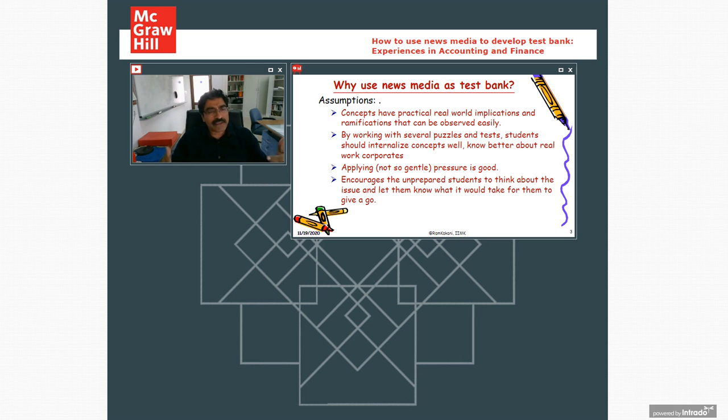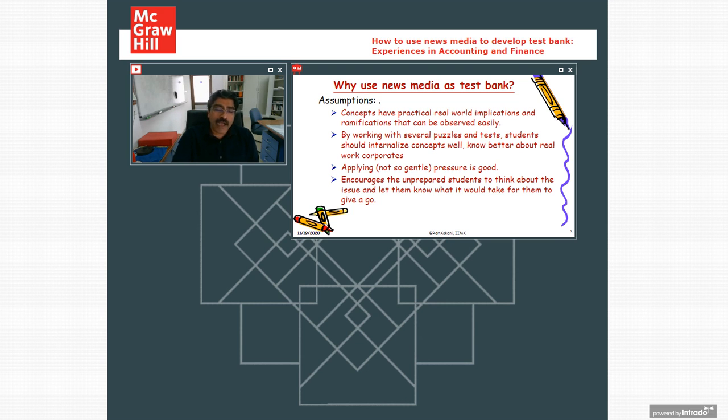Also, there is an implicit assumption that if you have a test bank with several puzzles and tests, students should be able to internalize the concepts well. Because if you're going to get tested repeatedly, using data which you actually observe in the newspapers or on the business channels, you know these are essentially numbers from the real world and they are corporates that are there.